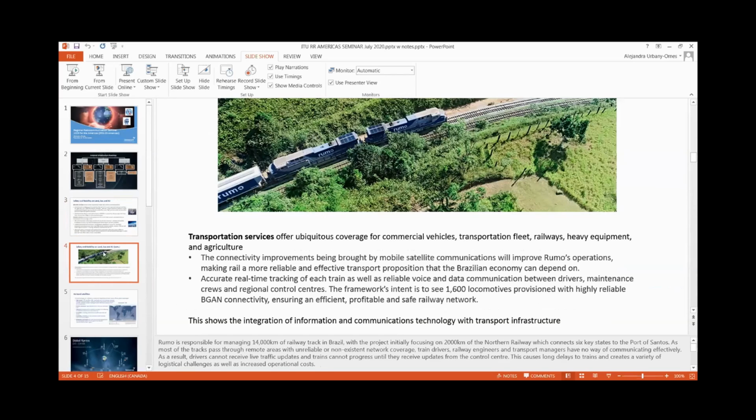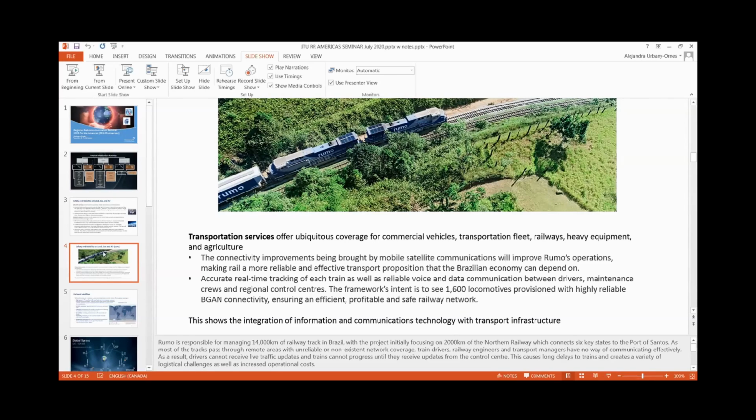I would like to show you something recent. These are transportation services that we provided to Rumo Railway. Rumo Railway has 14,000 kilometers of railway track in Brazil, and we're focusing with our service provider there on the northern railways because they connect 6 key states to a port called Port Santos, which is one of the busiest container ports.